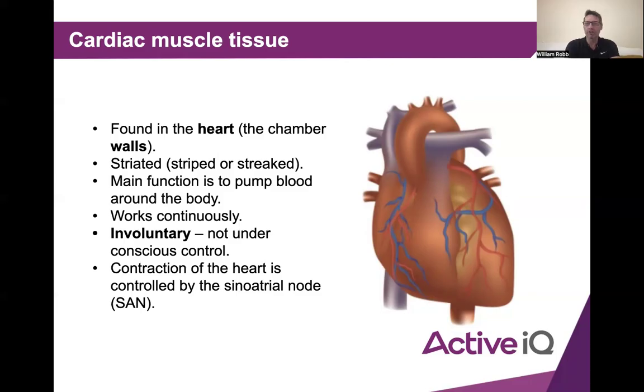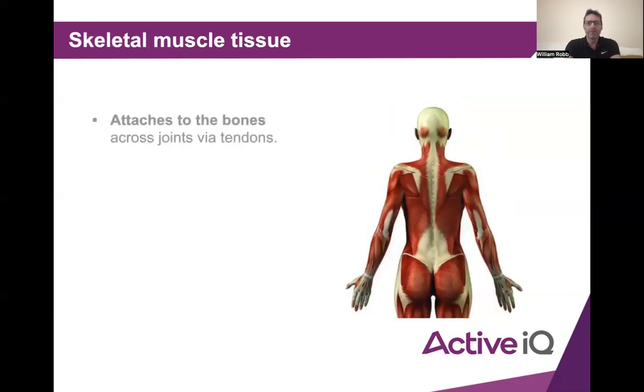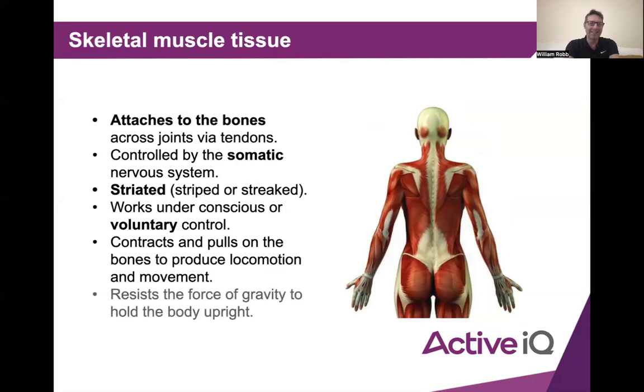And the contraction of the heart is controlled by the SA node, the sinoatrial node. Now let's look at what we'll be using mainly in our workouts. So skeletal muscle. It attaches to the bones across tendons, controlled by the somatic nervous system, striated like the heart, so the muscle fibers run in straight lines. Works under conscious control, meaning I control it.